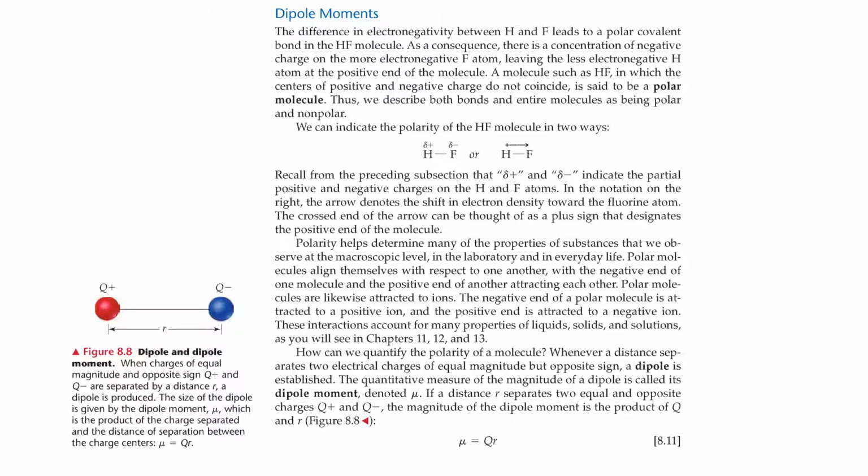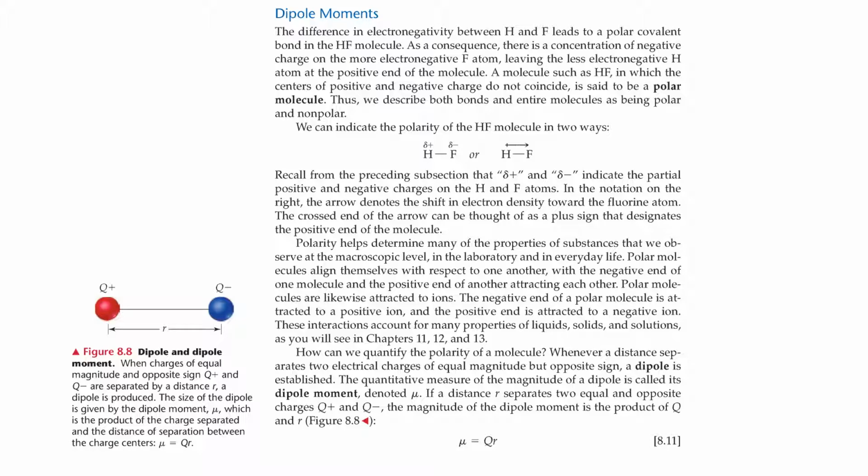Thus, we describe both bonds and entire molecules as being polar and nonpolar. We can indicate the polarity of the hydrogen fluoride molecule in two ways: delta positive, delta negative, or an arrow pointing to delta negative. Recall from the preceding subsection that delta positive and delta negative indicate the partial positive and negative charges on the hydrogen and fluorine atoms. In the notation on the right, the arrow denotes the shift in electron density towards the fluorine atom. The crossed end of the arrow can be thought of as the plus sign that designates the positive end of the molecule.